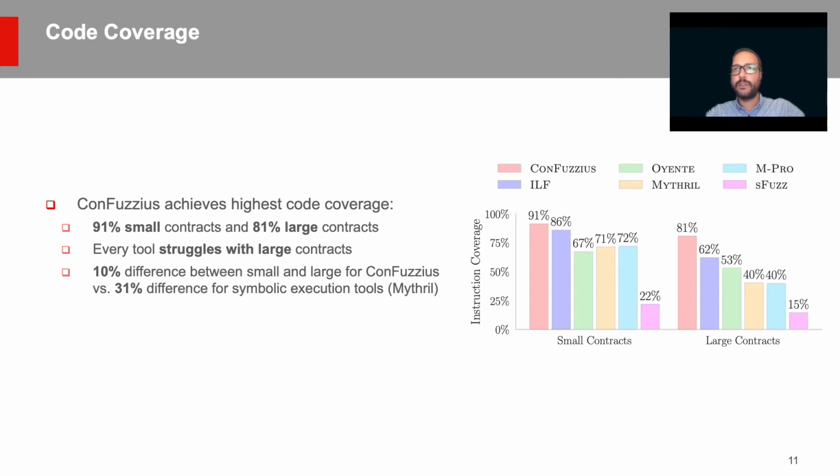However, while ConFuzzius only has a difference of 10% between small and large contracts, other tools, such as Ferreira, for example, have a difference of 31% between small and large contracts.